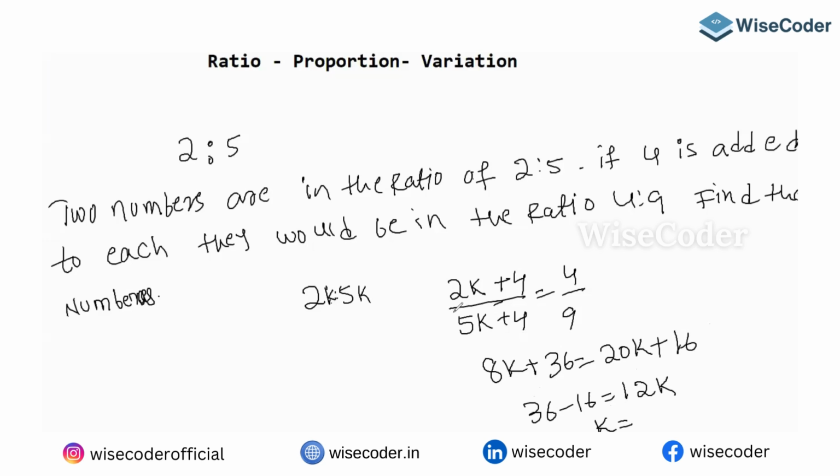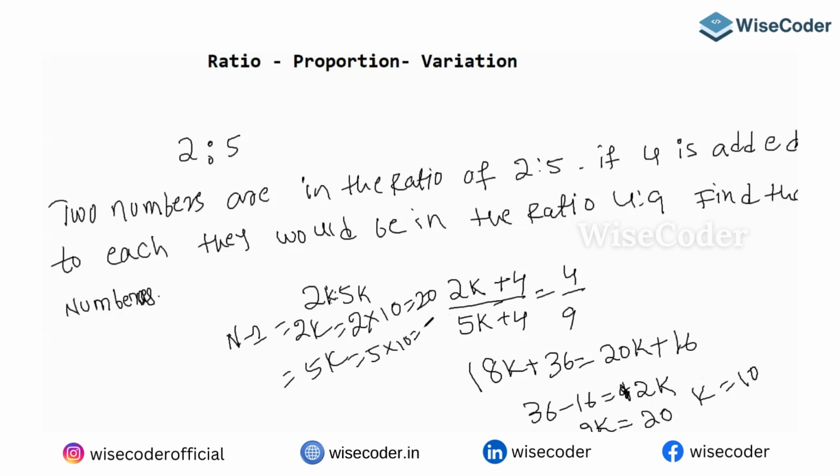Okay, so 9 2s are 18, no? So 18k. So what are you going to get here? 2k is equal to 20. Then k is equal to 10. When k is equal to 10, my numbers are, number 1 is 2k, next is 5k. So 2 into 10 will give you 20, 5 into 10 will give you 50. So the numbers are 20 and 50.